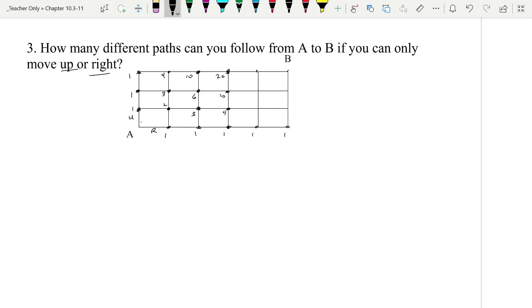There's 20 ways to get to that dot. There is 20 plus, let's see, hang on. 4 plus 1, there's 5 ways I can make it to that dot. 5 plus 10, there's 15 ways I can make it to that dot. 5 plus 1, there's 6 different ways I could get to this dot. 15 plus 6 is 21 ways I can get to this dot. I'm almost home. 20 plus 15, there's 35 ways I can get to this dot.